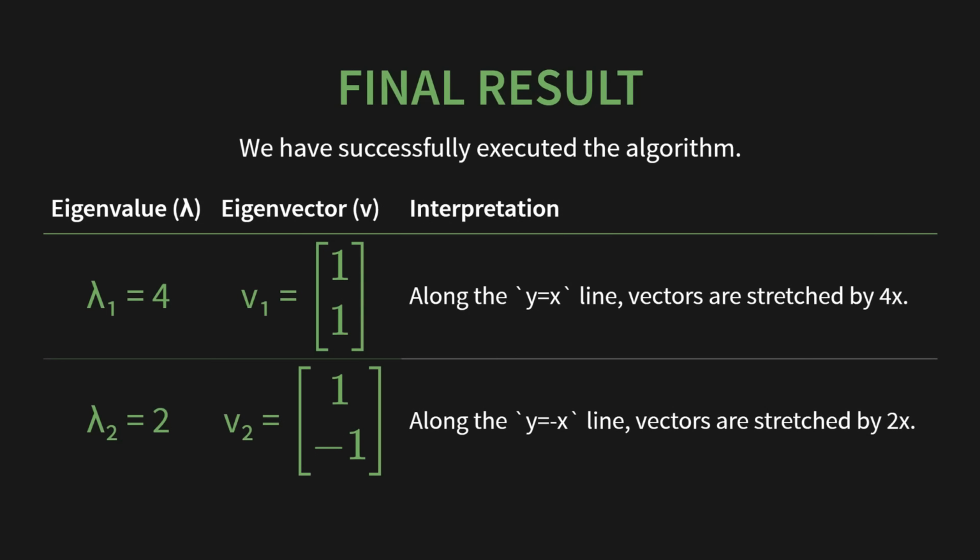And we're done. For the eigenvalue lambda 1 equals 4, we found the eigenvector v1 equals 1, 1. Along the y equals x line, vectors are stretched by a factor of 4. For the eigenvalue lambda 2 equals 2, we found the eigenvector v2 equals 1, negative 1. Along the y equals negative x line, vectors are stretched by a factor of 2.